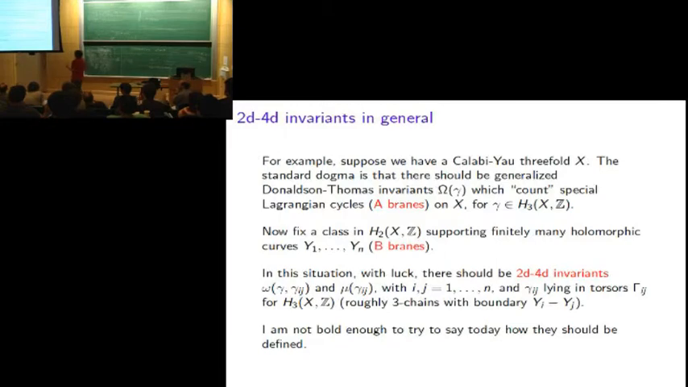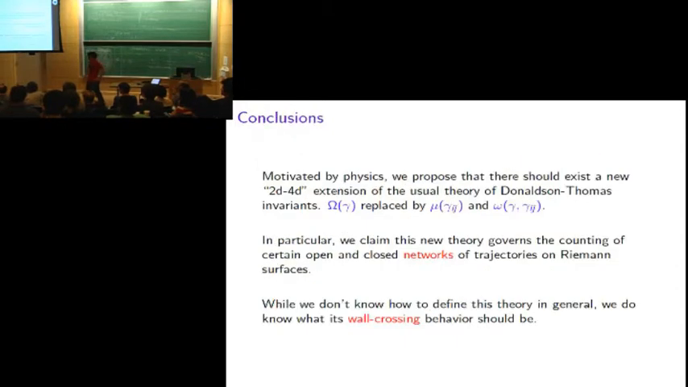In that situation, with any luck, there should be a 2D, 4D version of these invariants, omega of gamma ij and mu of gamma ij, where i and j go from 1 to n, and the gamma ij's are lying in some torsors for the third homology. That's the general story. But here I can tell you what gamma ij should be. There are 3-chains whose boundary is yi minus yj. So before we were counting closed special Lagrangians, and now we're doing something characterized by a 3-chain interpolating between 2 holomorphic curves. I'm not going to risk trying to say today how they should be defined. And that's it. That's the conclusion.